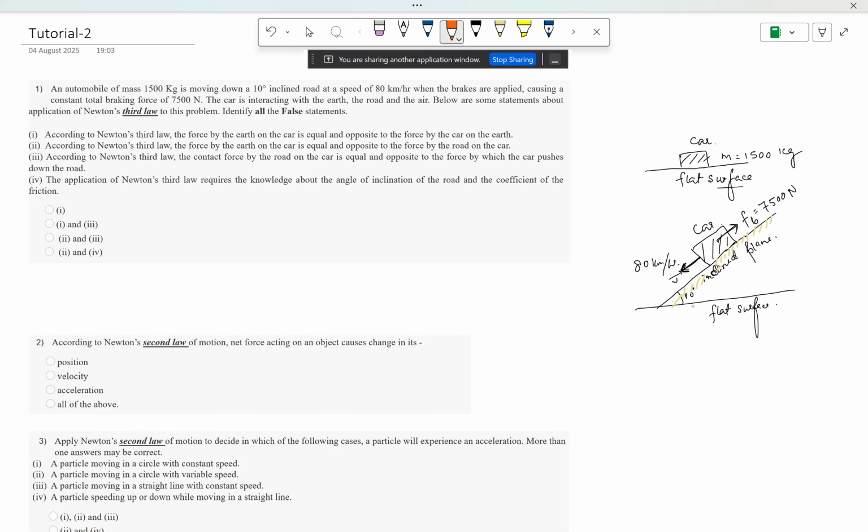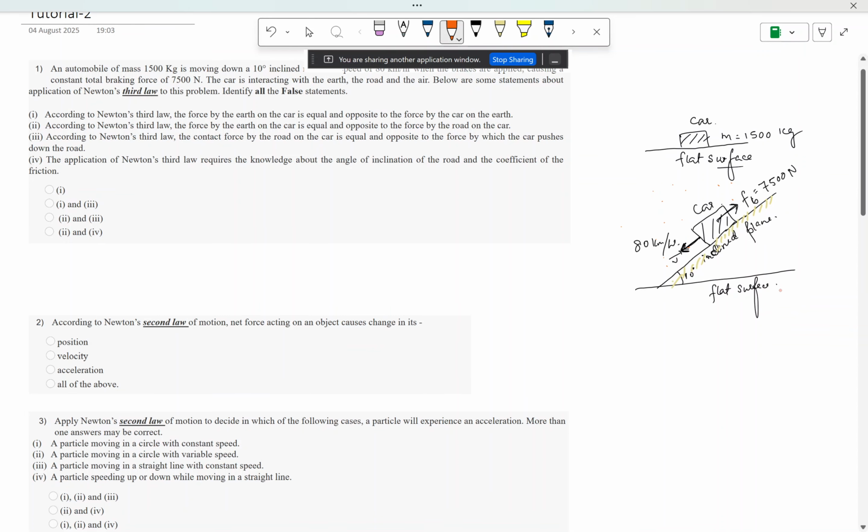So the earth will have an impact or effect. I'll say impact will mean something else. So the earth will have an interactive effect on the car, as well as the air, because the air is surrounding the car environment. So basically air will also have a force or an interaction with the car.